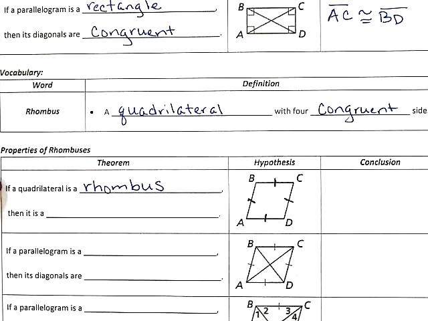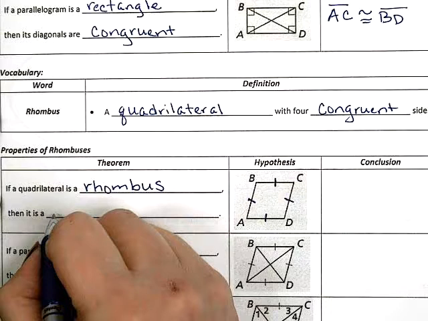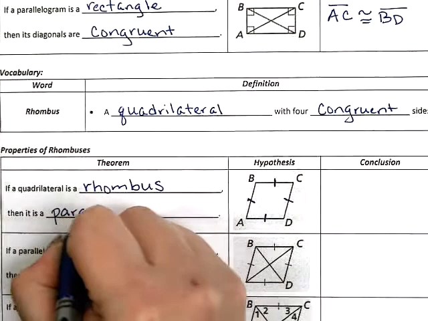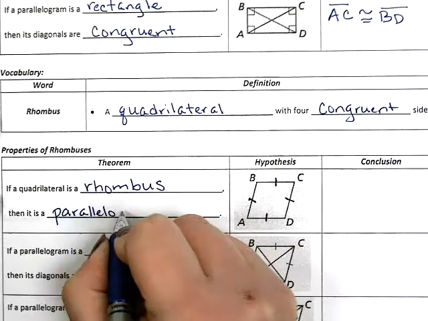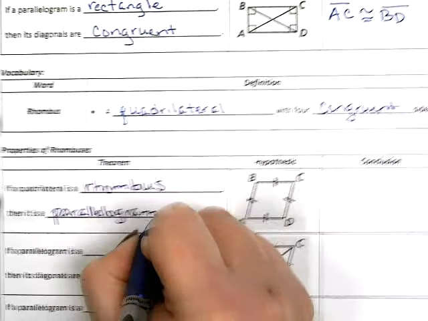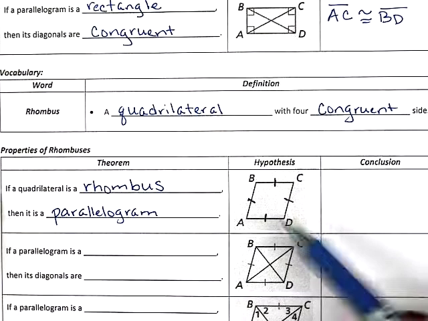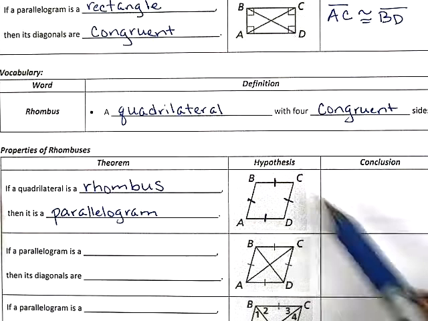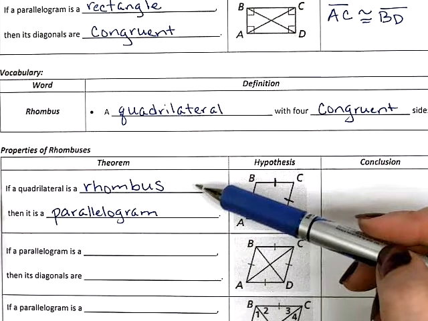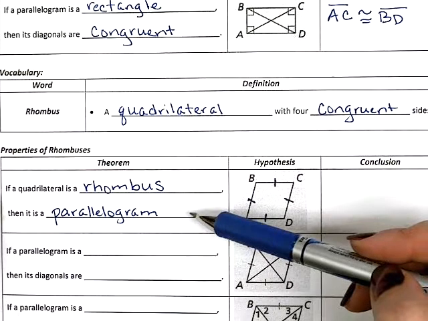Okay, and a rhombus is always a parallelogram. So if you look at a 4-sided figure and all 4 sides are marked congruent, it's called a rhombus. All right, but that rhombus is also a parallelogram.